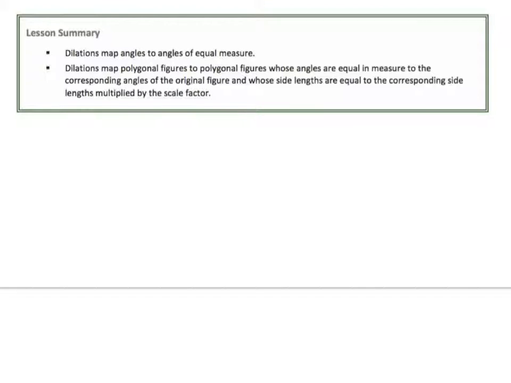Our lesson summary: dilations map angles to angles of equal measure. Dilations map polygonal figures to polygonal figures whose angles are equal in measure to the corresponding angles of the original figures, and whose side lengths are equal to the corresponding side lengths multiplied by the scale factor. Sort of an easy lesson. We'll see you at the problem set tomorrow.